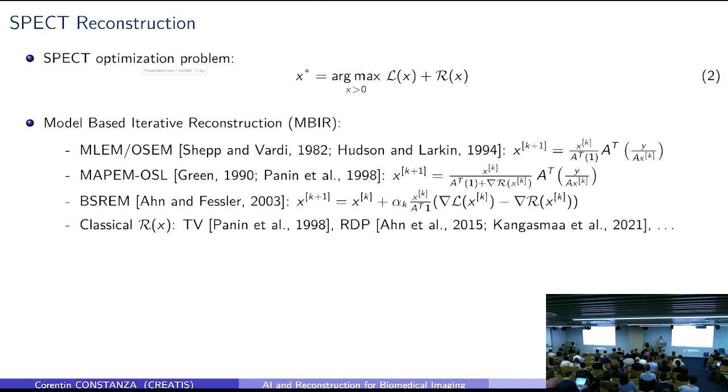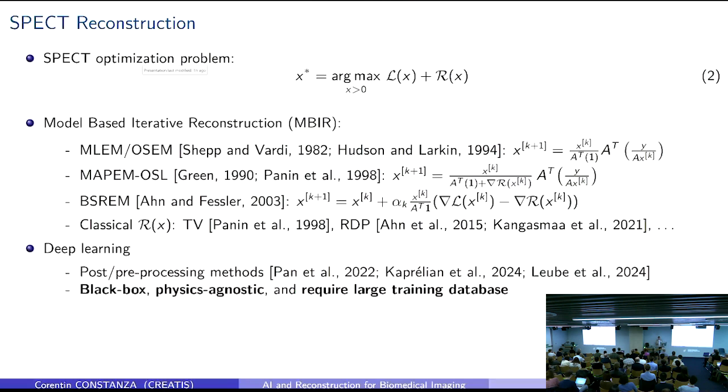There is also the regularization term that we have to choose. There's, of course, the Tikhonov, TV, relative difference penalty prior. And in recent years, there are also deep learning methods. Most of them are post or pre-processing methods. And the last talk covered this really clearly. They suffer from a lot of problems.